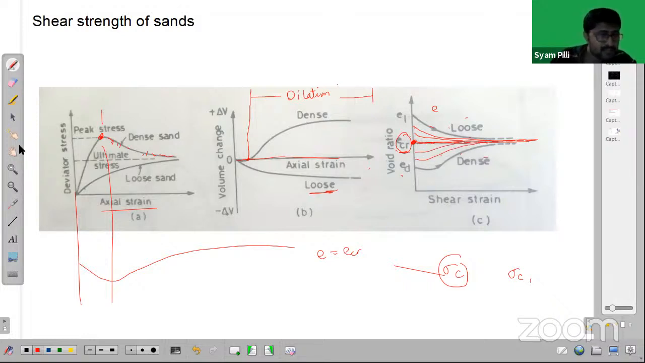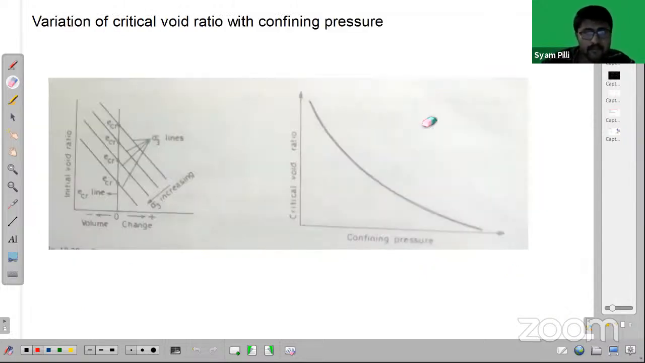Right? ये चीज मैं और एक ग्राफ में बनाऊंगा. So I have to explain the same thing using one more graph. So this is the graph. With the increase of confining pressure, these are all the sigma C values.